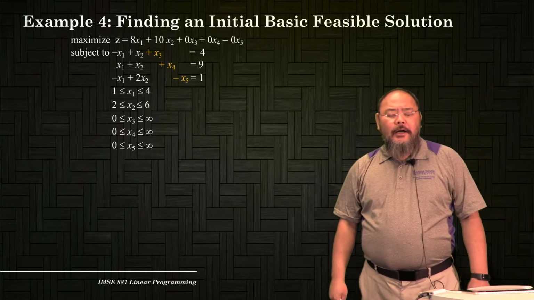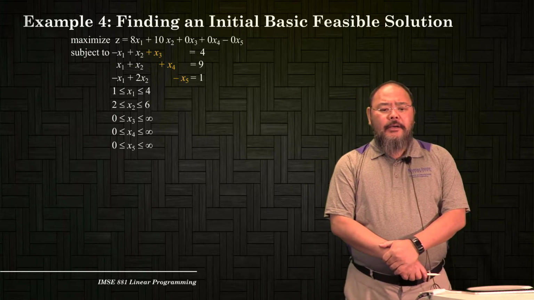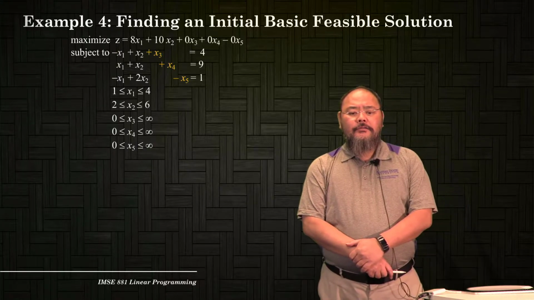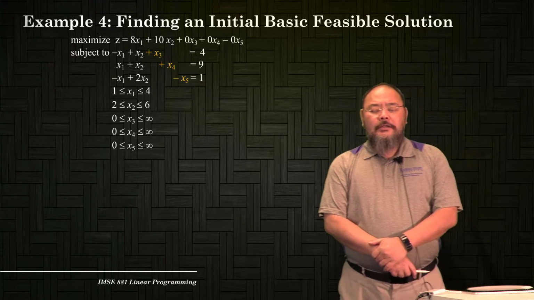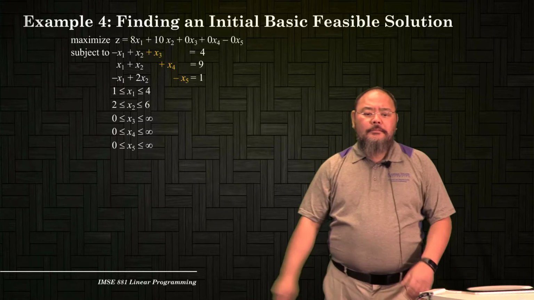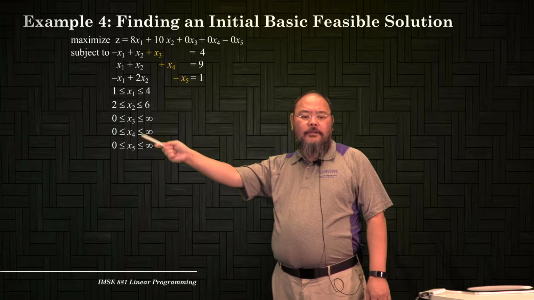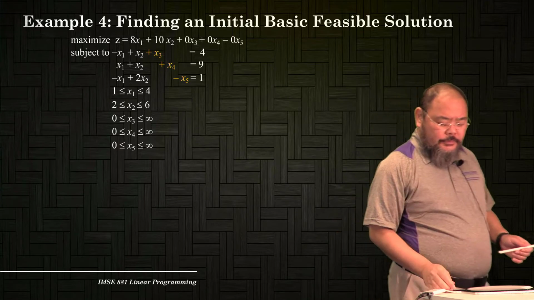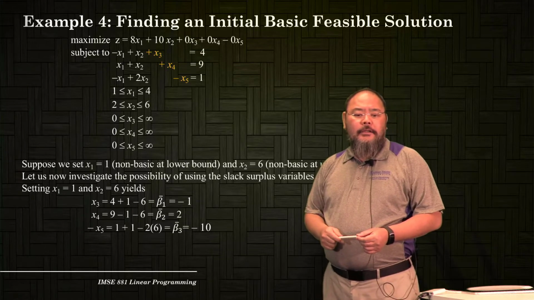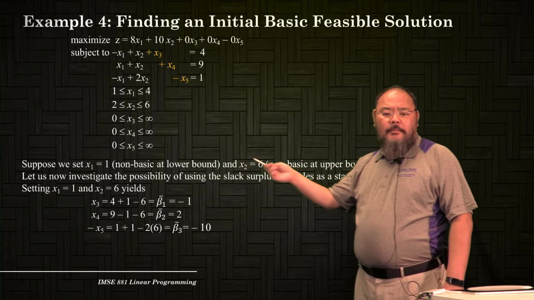For example, this is my example. Maximize ax1 plus 10x2, and x3 and x4 and x5 are the slack variable and surplus variable, respectively. x1 is between 1 and 4, x2 is between 2 and 6, and x3, x4, x5 have non-negativity restrictions. So this is standard. Supposing we set x1 equal to 1 and x2 equal to 6, one at its lower bound, one at its upper bound.